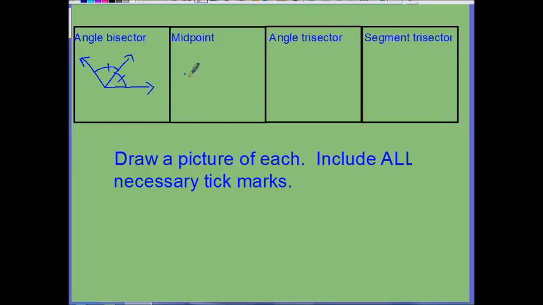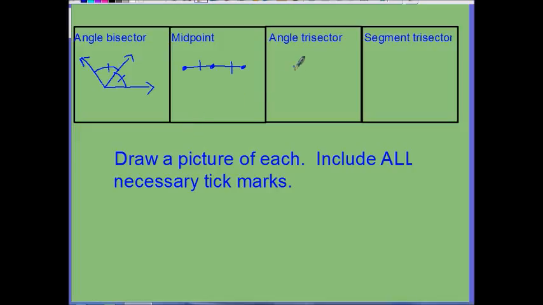Next, we have a midpoint. So I'm going to draw out my segment with endpoints. The midpoint is going to be a bisection point. It's a point which divides our segment into two congruent segments. And there's my tick mark showing my congruency.